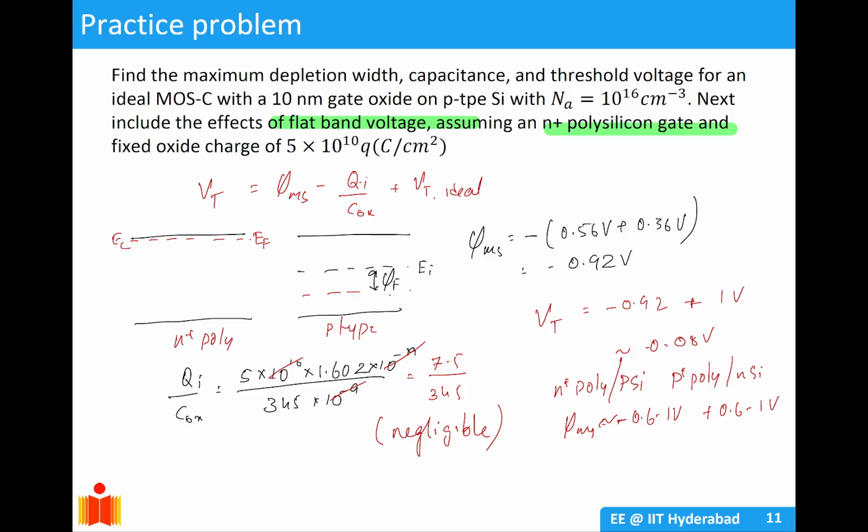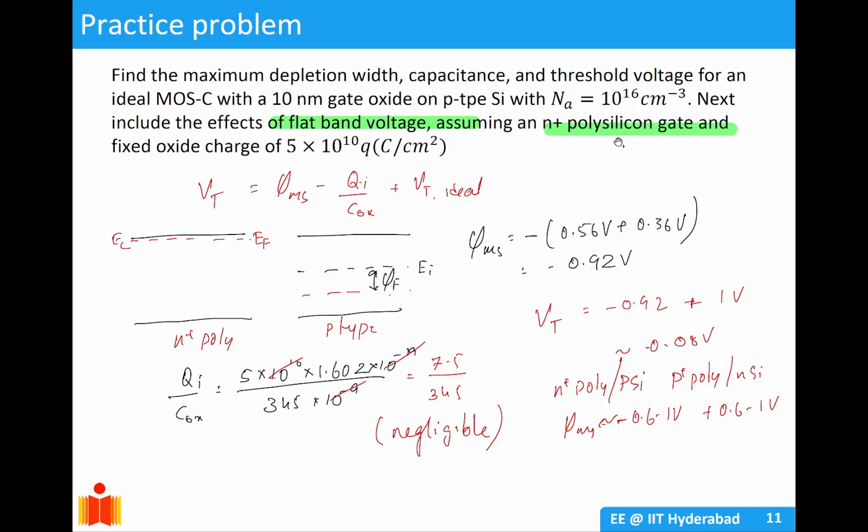So in ideal condition your Vt will be around 1 volt, but here you add a phi ms of minus 0.92 volts, so that changes your Vt to minus 0.08 volts.